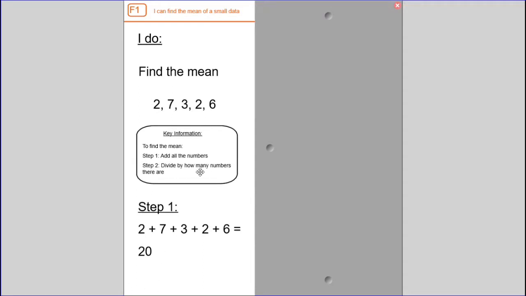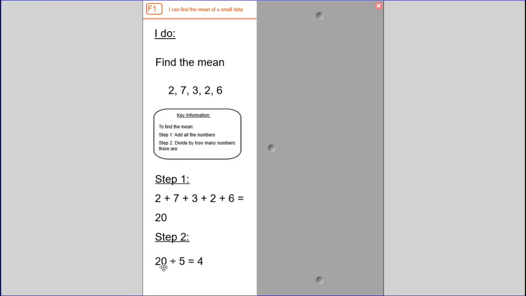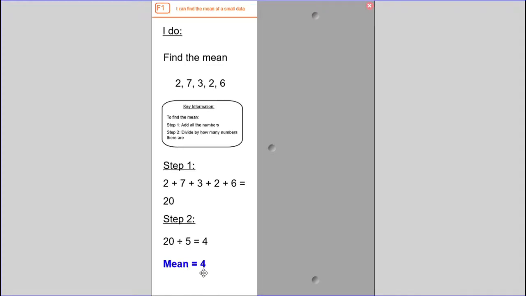Then for step 2, we're going to divide by how many numbers there are. So in this case, we've got 5 numbers. So we're going to be dividing 20 by 5. And when we do 20 divided by 5, we're going to get 4. Finally, to relate it back to the question, we're then going to write down mean equals 4. And then we're done with the question.